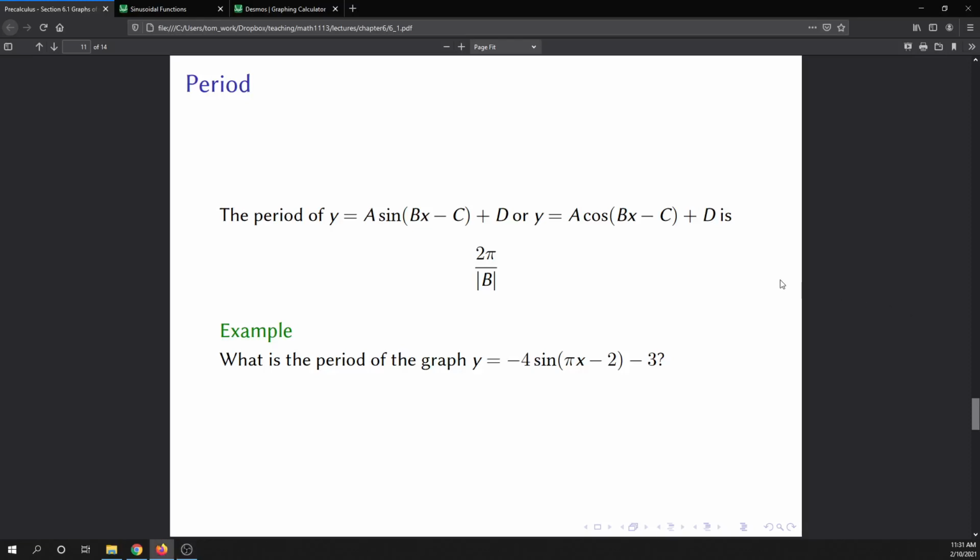All right, in this video, we are going to talk about finding the period of a sinusoidal function. Remember, for us, sinusoidal functions look like this: y equals a sine(bx minus c) plus d, or y equals a cosine(bx minus c) plus d.